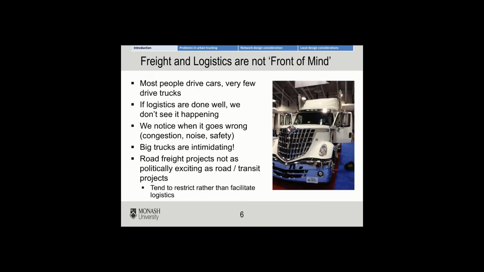And lastly, road freight projects are not usually as politically exciting. Being an election year this year in Victoria, we've already been seeing a lot of road project announcements, but they're usually based around cars being able to get quicker from A to B, or even having a link from A to B. Road freight projects usually aren't talked about to the same extent.